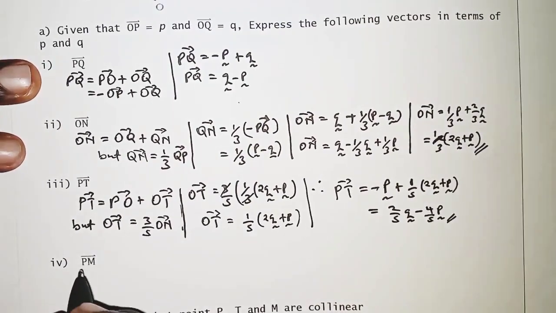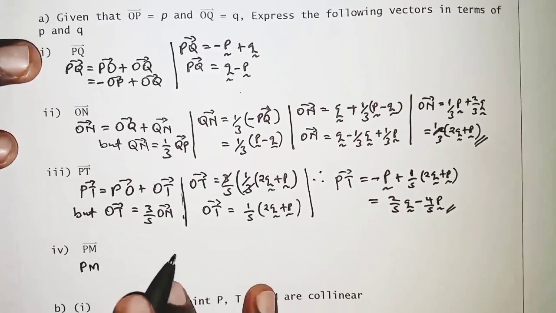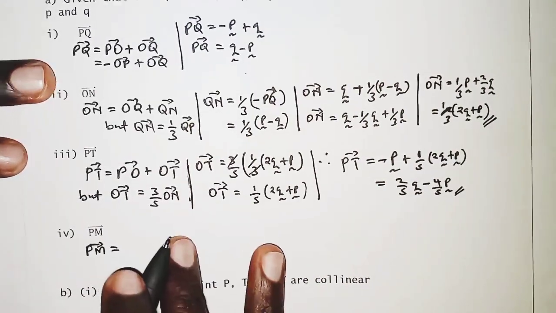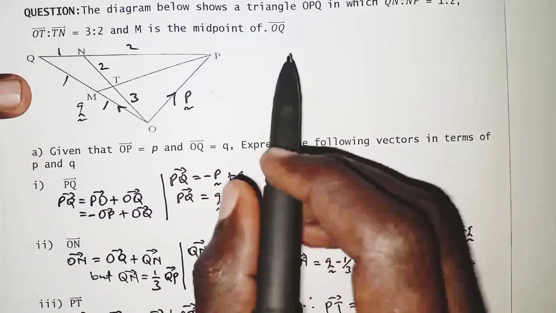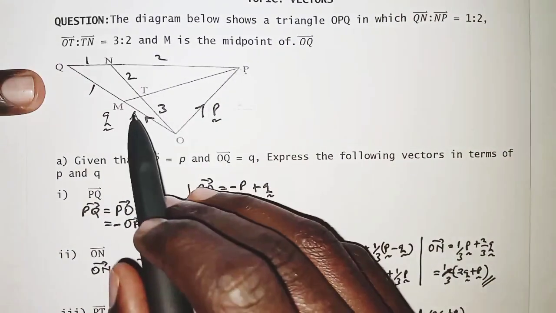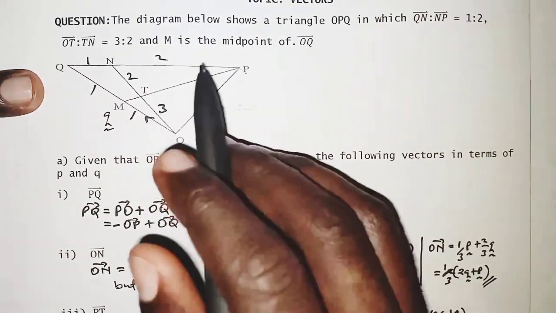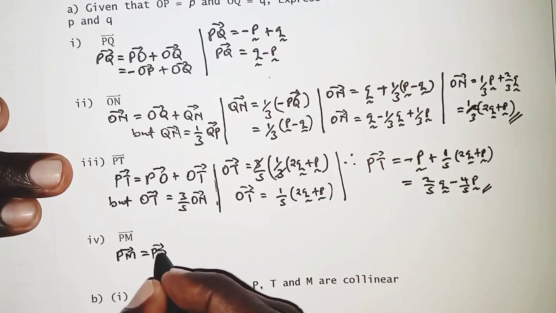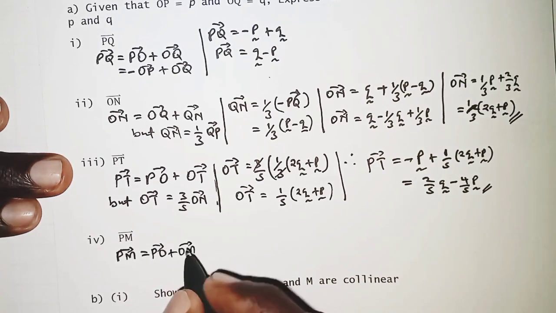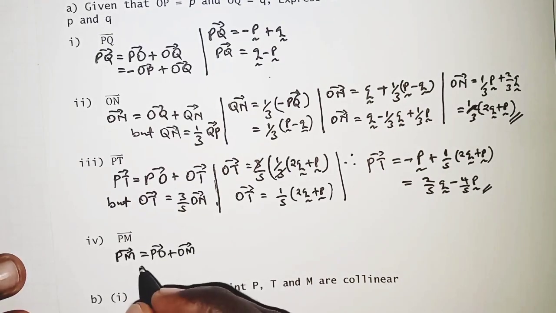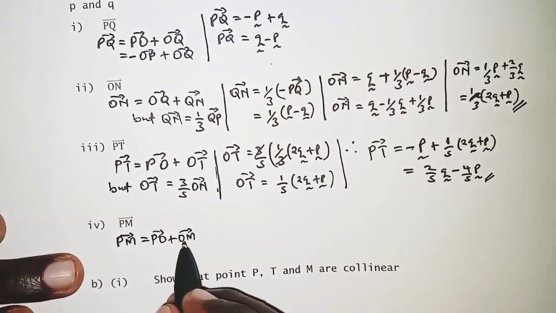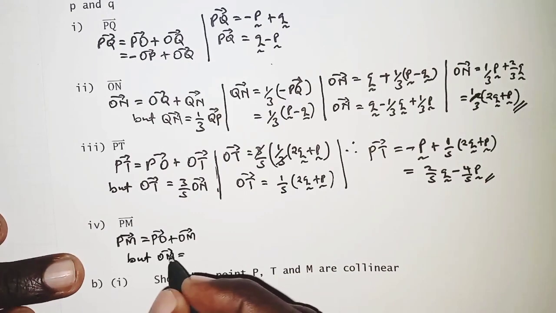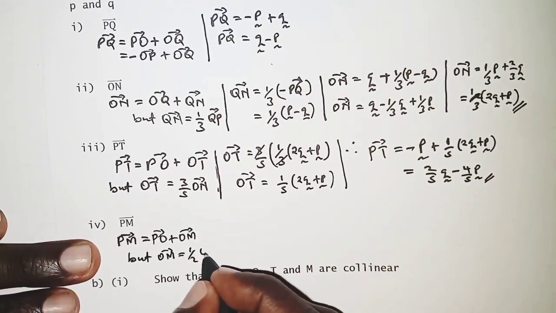For PM, PM is simply, we are moving from P to M, so PM is simply PO plus OM. So you say PO plus OM. So that is going to be, well, we need to look for OM. OM is simply a half of OQ.